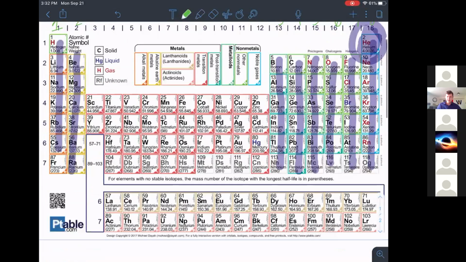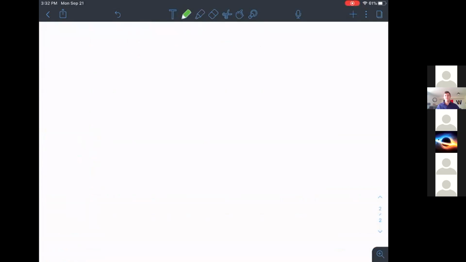So now I want to look at calcium's Bohr model. Do you guys remember how to draw the Bohr models?